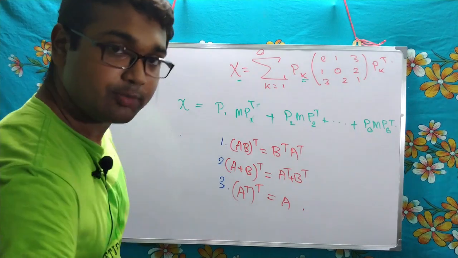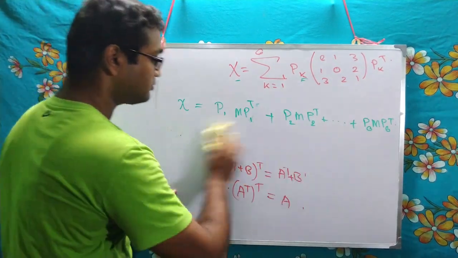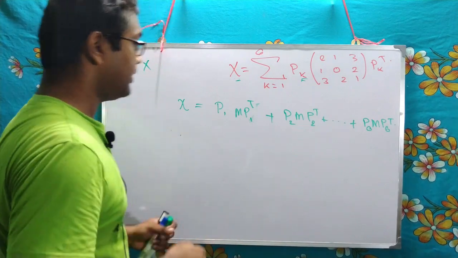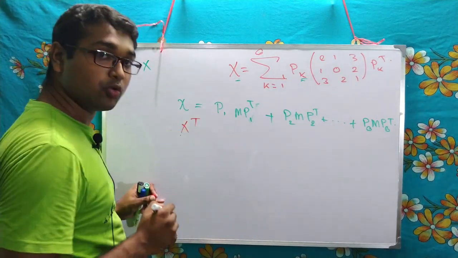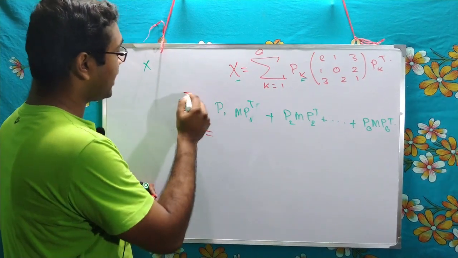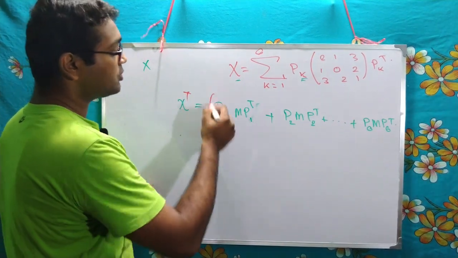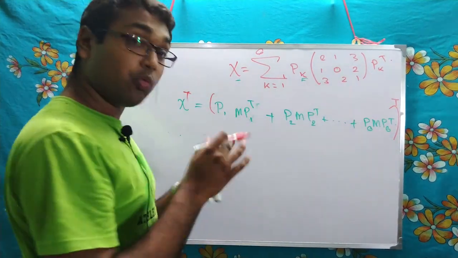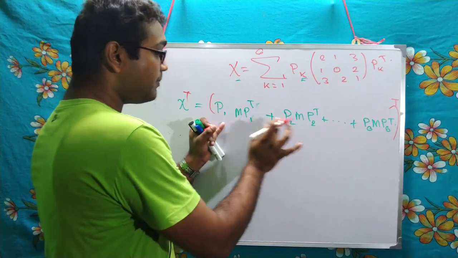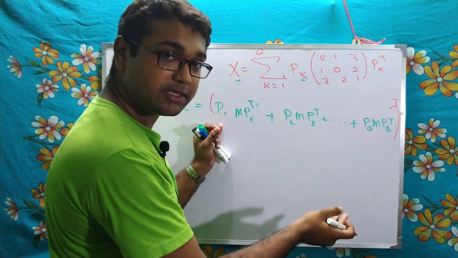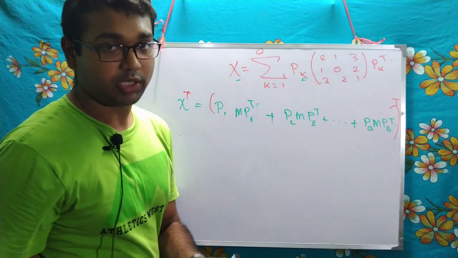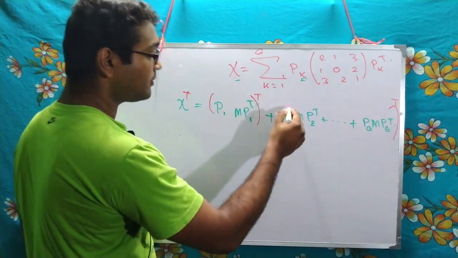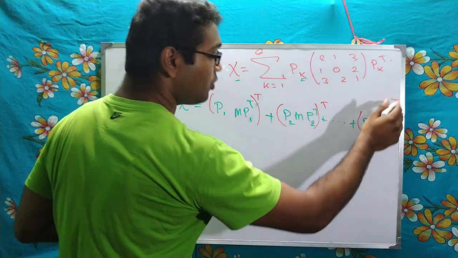Now let's come to this problem. Keep these rules in mind. Here I am taking X transpose. I can do it in the same line: X transpose is taking the transpose of the whole sum. And what did we see here? (A plus B) whole transpose is equal to A transpose plus B transpose. And if it is true for two terms, then it will be true for any number of terms. So each of them will get its own transpose.